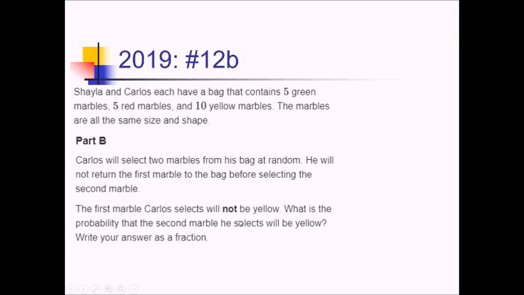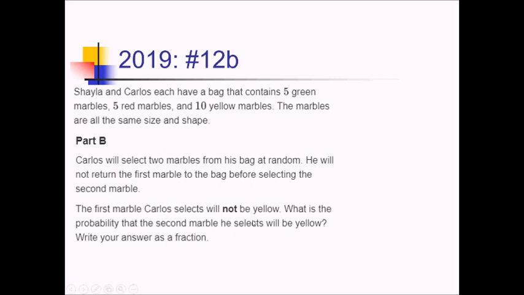For this next problem, part B, Carlos will select 2 marbles from his bag. He will not return the first marble to the bag before selecting a second marble. The first marble Carlos selects will not be yellow. What's the probability, and here's where they're actually asking a question, what is the probability that the second marble he selects will be yellow? Answer as a fraction.